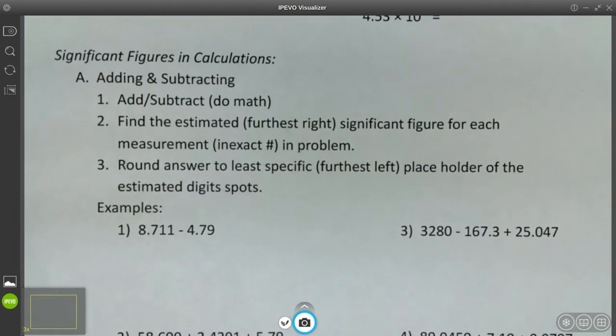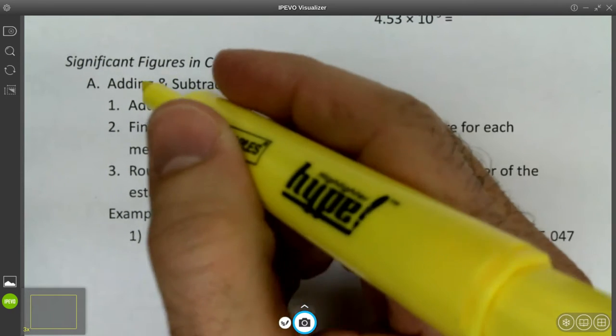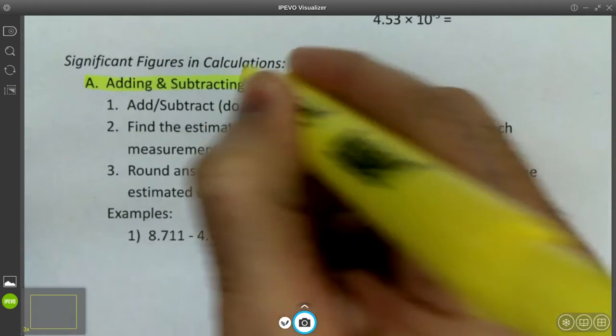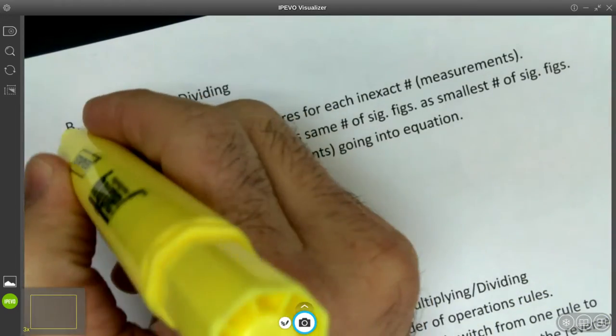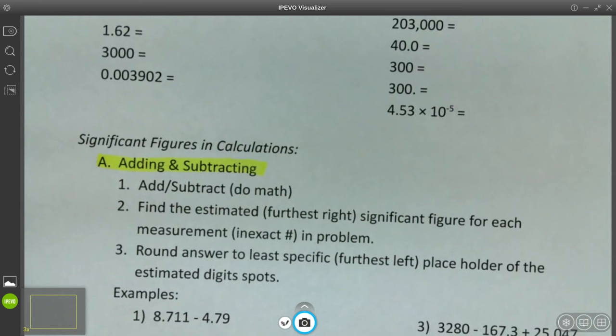Significant figures and calculations. There are two different rules that we use for figuring out how many significant figures our answer needs when we do math in science. So the first rule is the rule that applies to adding and subtracting. And then on the back, the second rule is the rule that applies to multiplying and dividing. Right, so the adding and subtracting rule.